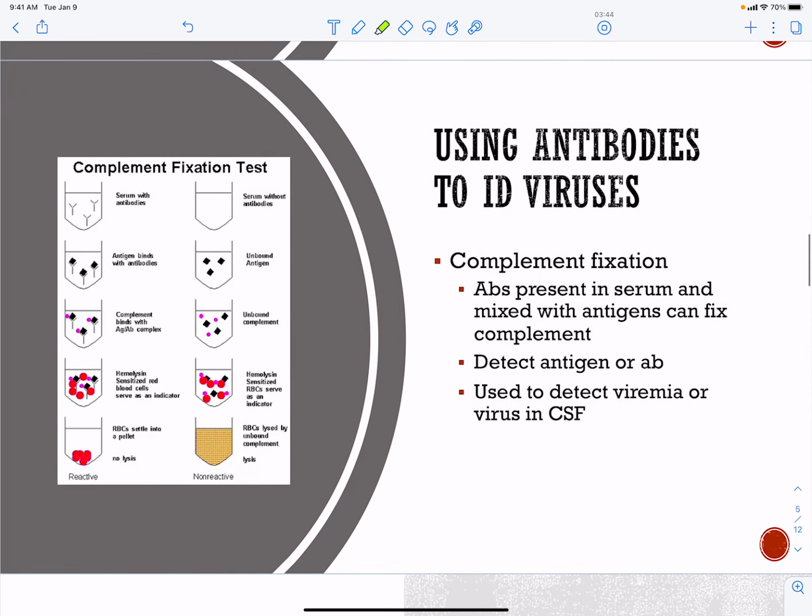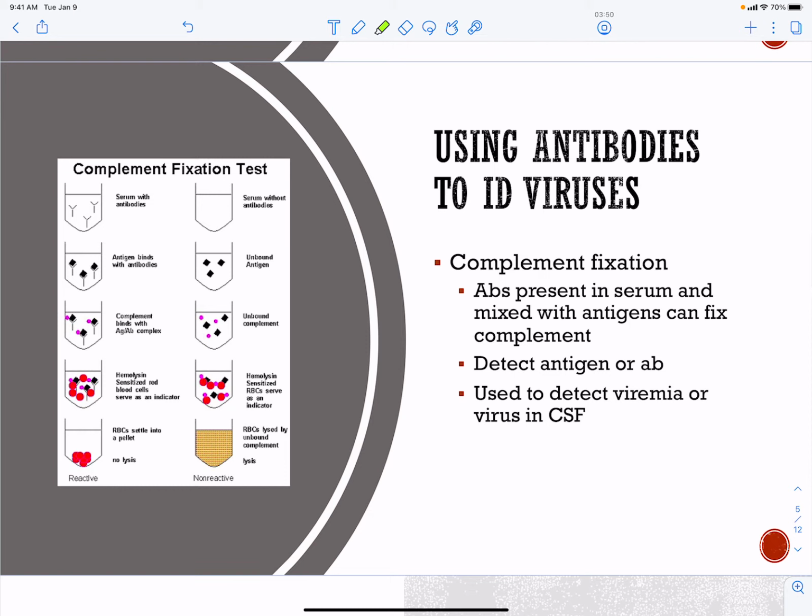Now, another thing that you can use antibody for is a complement fixation test. As we know, antibodies are in the serum, and if they're IgG or IgM, they have complement binding sites. So they can fix complement. Complement will stick to them. And so you can use this to detect either an antigen or an antibody. It depends on the approach.